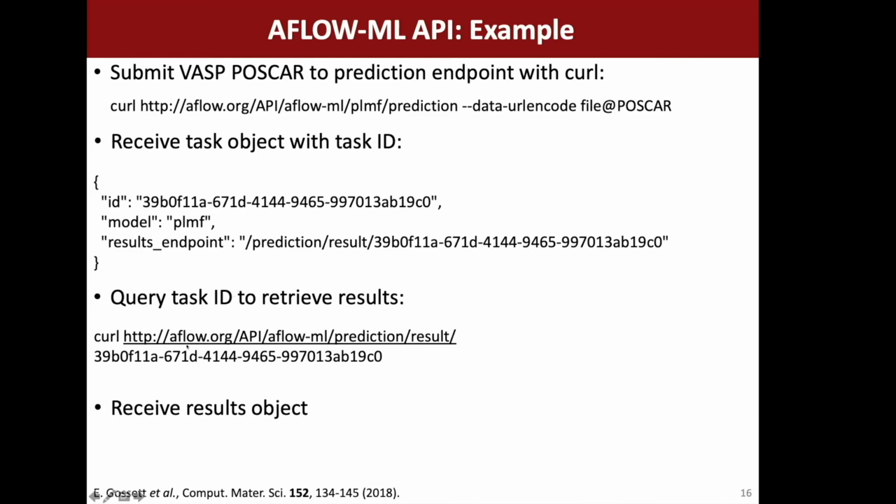So here now we form a new endpoint that we query to retrieve the results object, which is aflow.org/API/aflow-ML/prediction/result, and then this task ID. This task ID will be a unique ID that's assigned to each submission, so that you can query that ID and retrieve the results for that prediction anytime in the future. And that in principle should be stored indefinitely. So you can see here's the ID, and then you use the same ID again to retrieve the results.